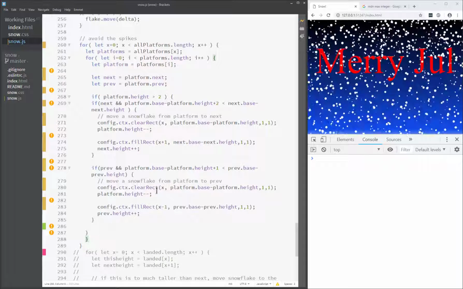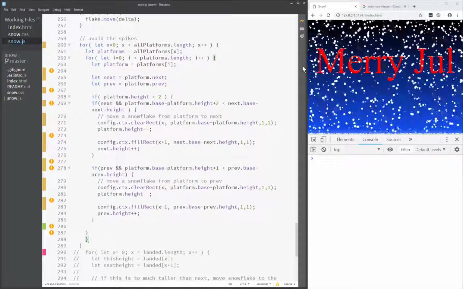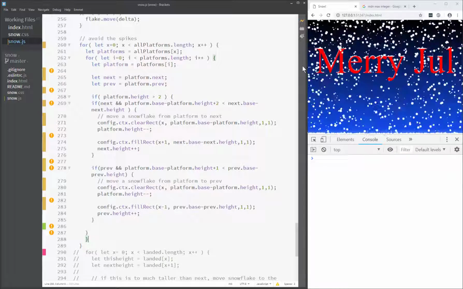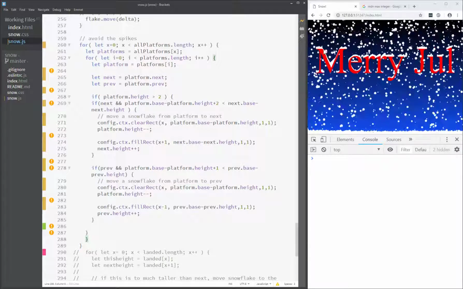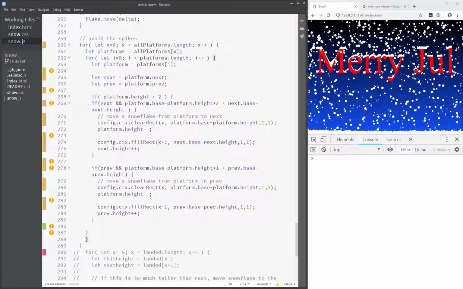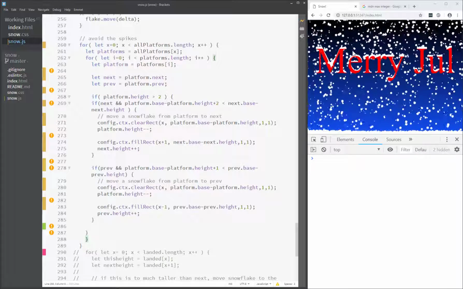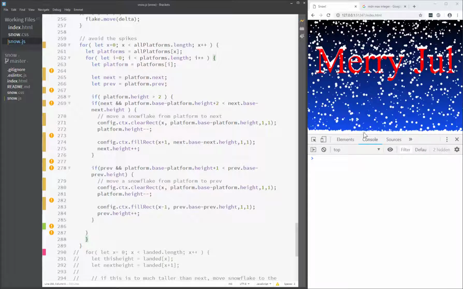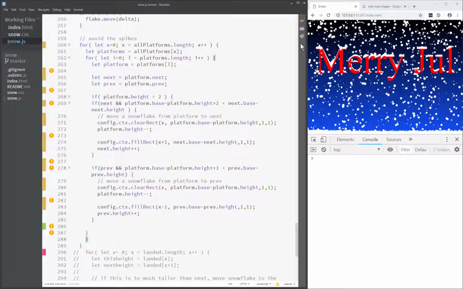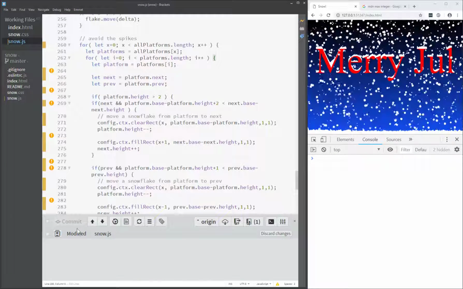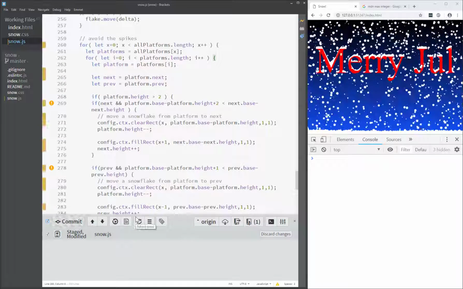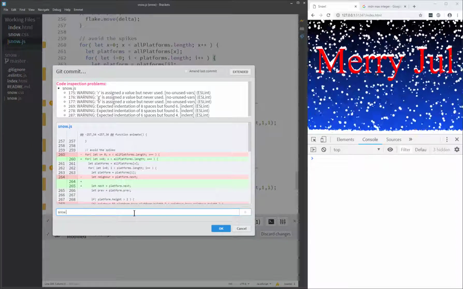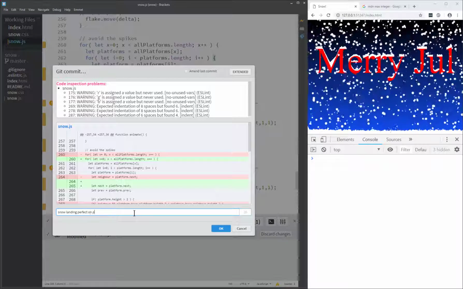So how does this look? I'm just going to speed it up a bit. This looks perfect. The snow is landing and it's laying on the slopes, and it even fills out the gaps. This is wonderful. I'm going to commit. I'm calling it snow landing perfect on platforms.